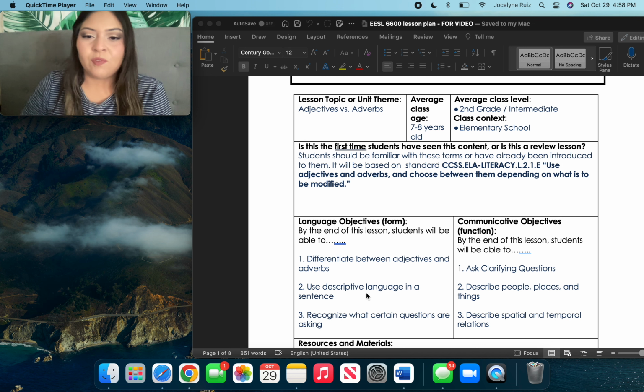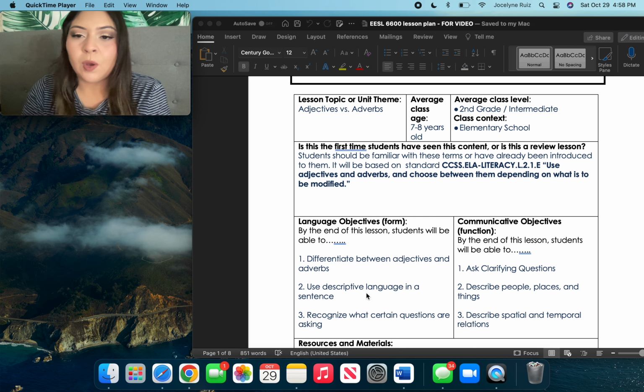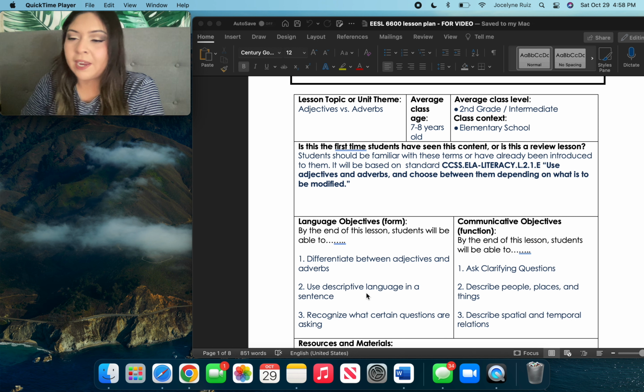Now that we have watched both videos about adverbs and adjectives, I hope you got a little refresher on both of those because you should be familiar with these terms. We've gone over them as they are parts of speech. So I just want to go over what exactly we're going to be doing the rest of the time period. Also, I think it's good that you guys are familiar with the standards that we are working towards.